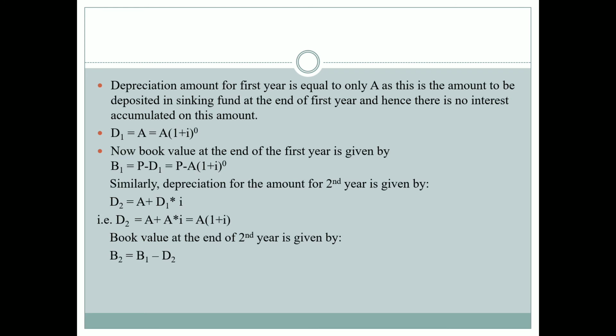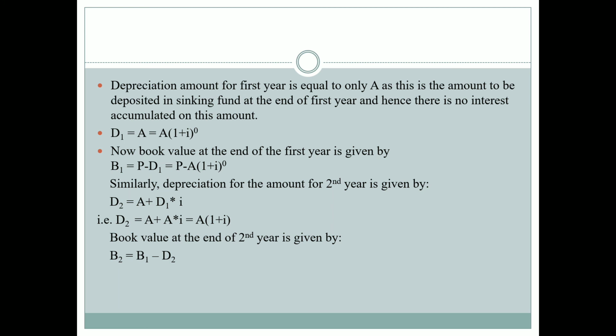Next, the depreciation amount for the first year is equal to A, as this is the amount to be deposited in the sinking fund at the end of the first year, and hence there is no interest. So for the first year there is no interest, you have just added it into the sinking fund. From the second year you will get the interest. So for the first year, D1, the depreciated amount, is equal to A, that is A × (1 + i)^0. Now the book value at the end of the year is given as B1 = P - D1, where D1 is already given as A × (1 + i)^0.